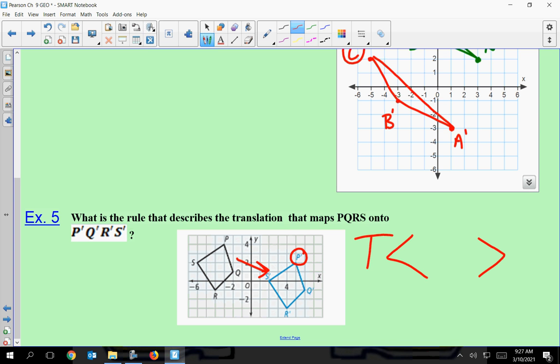All right, so to me, it looks like it's a rigid motion, and they're telling me that it translates onto it, so I'm just going to start there. So I really only need 1 point to do this. If it's rigid, and they said, hey, we translated it, I just need to come up with the rule. Pick a point. You could pick any point you want. So I'm going to choose the P and the P prime, okay?